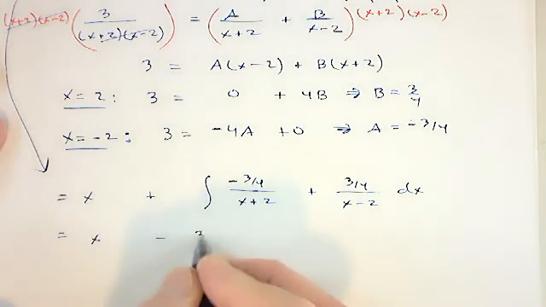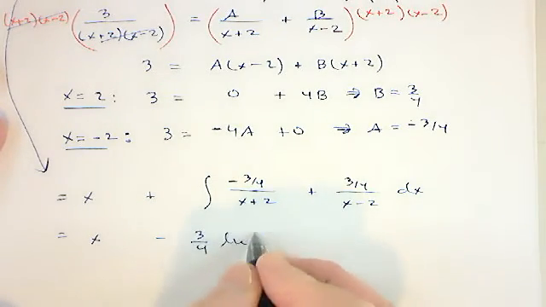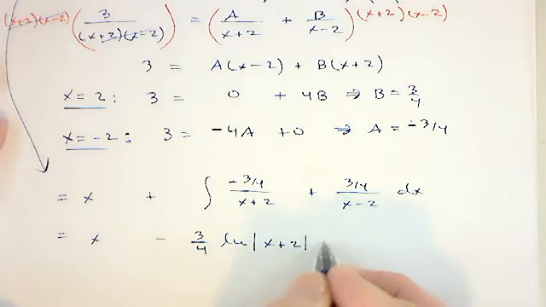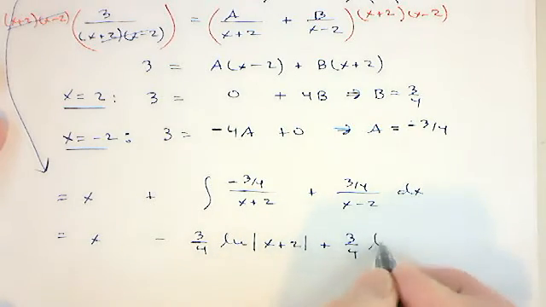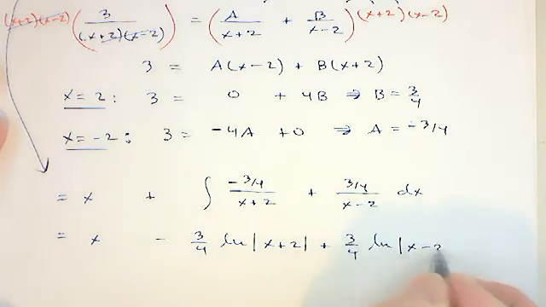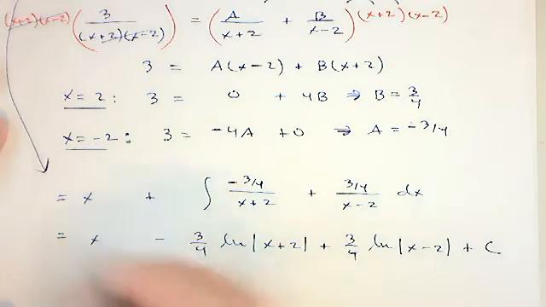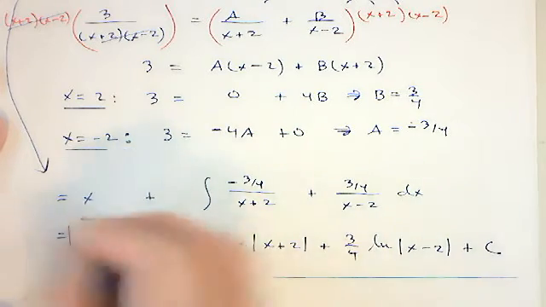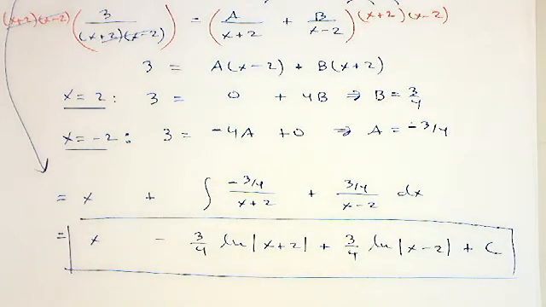And each of these are just ln's. Minus 3/4 ln of x plus 2, plus 3/4 ln of x minus 2 plus c, or plus whatever your favorite thing you want to put in for a constant term. Okay, and then just a couple more here.